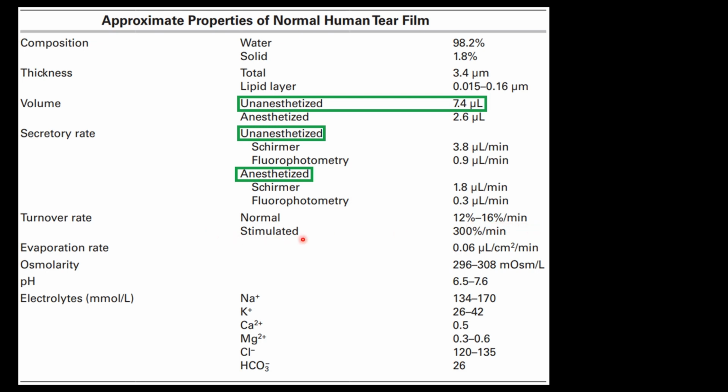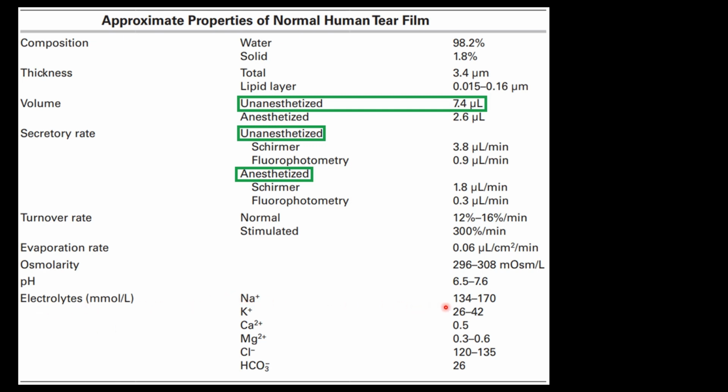After stimulation, it is 300% per minute. Evaporation rate of tear film is 0.06 microliter per centimeter square per minute. Osmolarity of tear film is 296 to 308 milliosmol per liter. pH is 6.5 to 7.6.